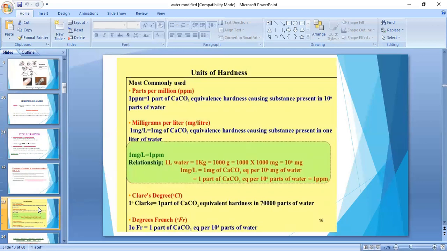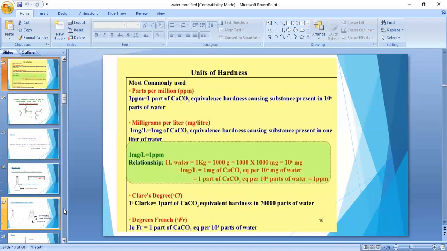Then coming to the units of hardness. When we talk about the expression of units of hardness, there are 4 units for water. The first one is parts per million, then milligram per liter, degree Clark, and degree French. So the units of hardness are of 4 types: ppm, mg per liter, degree Clark and degree French.